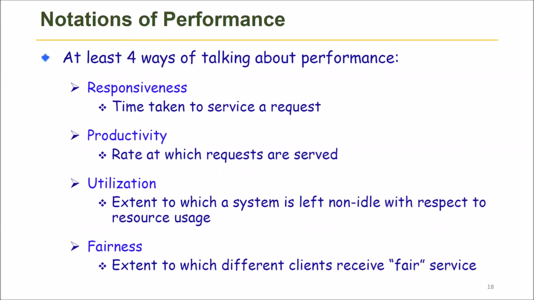When we use the term performance, we can interpret it in 4 different ways. The first one is responsiveness, which is the amount of time that it takes for the system to generate the output corresponding to its input. The example is latency. Productivity, which is the rate of generating outputs or rate of finishing requests. The example is throughput. Utilization, which is the amount of load on the system resources. The example is CPU utilization. Fairness, it shows how fairly users are treated.